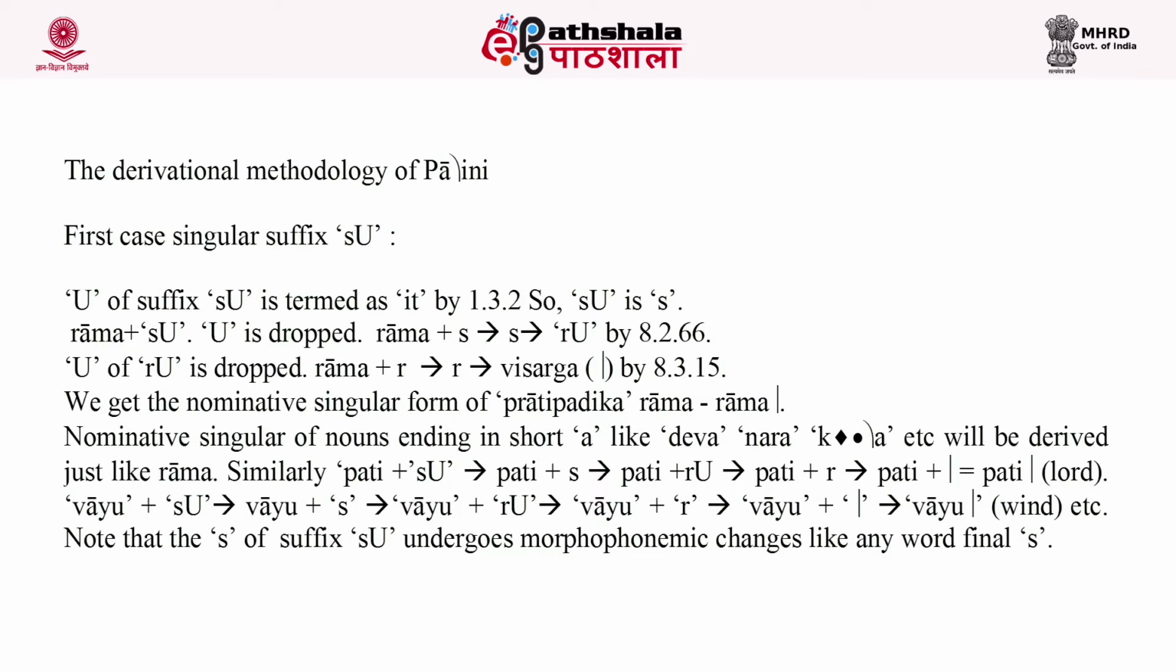Suffix sa occurs after different types of nominal stems. For example, Ram plus Su, U is dropped, Ram plus Saw, Saw goes to Ru by 8-66, U of Ru is dropped, Ram plus Ra, Ra goes to Visarga by 8-3-15. We get the nominative singular form of Pratipadika Rama, Ramaha. Nominative singular of nouns ending in short a like Deva, Nara, Krishna, etc. will be derived just like Rama.